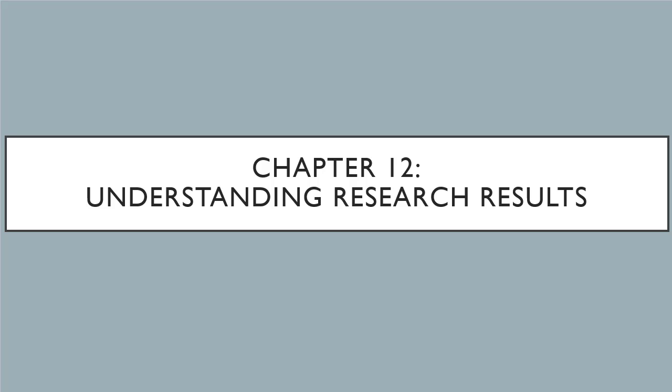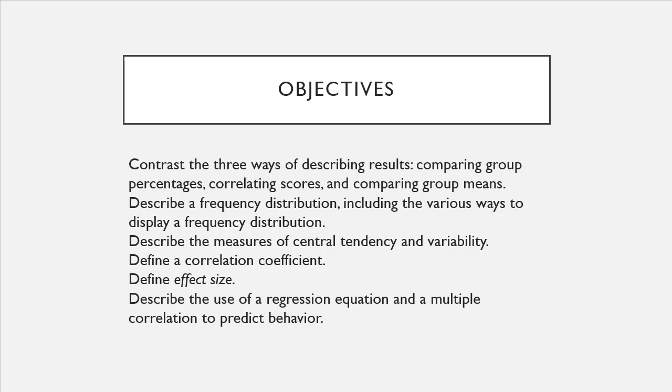Here in Chapter 12, we're going to take a look at understanding research results. There are going to be some spots that I go through rather quickly because it's information that we've talked about in stats class. And also there'll be some information that we don't cover because I don't feel like we need to get into some advanced topics like multiple regression or effect size right now. I may talk about them broadly and briefly, but we're not going to focus on them so much. So let's take a look at the objectives and hop into the lecture.